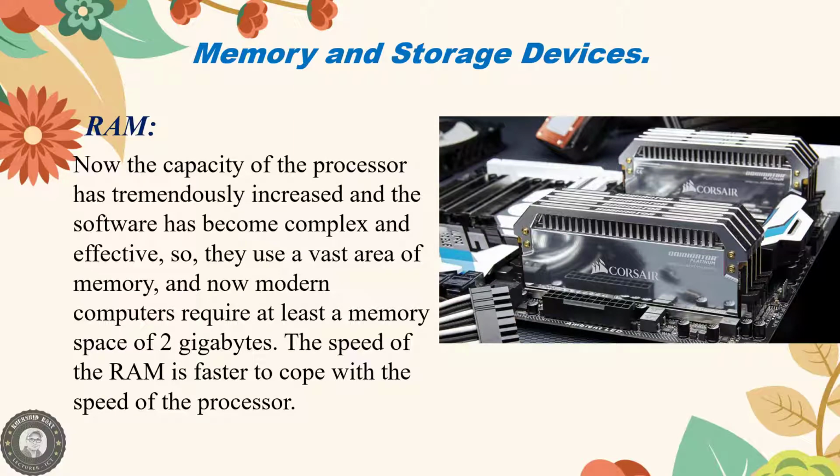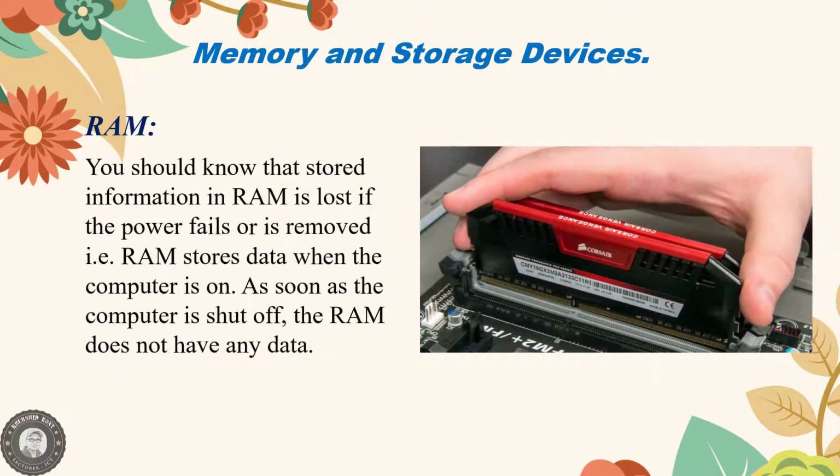Now the capacity of the processor has tremendously increased and the software has become complex and effective, so they use a vast area of memory. And now a modern computer requires at least a memory space of 2 GB. The speed of the RAM is faster to cope with the speed of the processor. You should know that stored information in RAM is lost if the power fails or is removed. That is, RAM stores data when the computer is on. As soon as the computer is shut off, the RAM does not have any data.